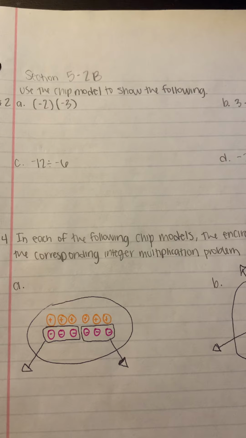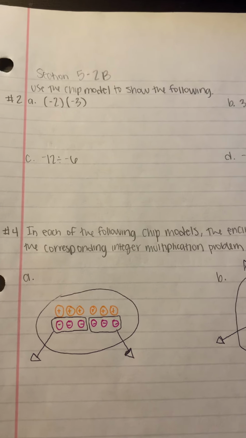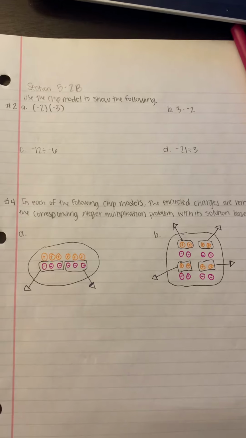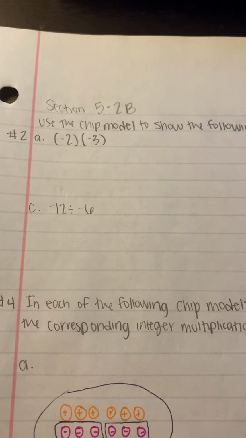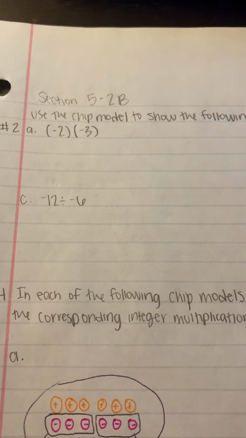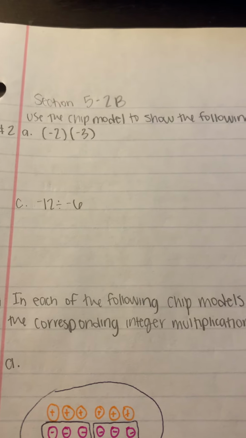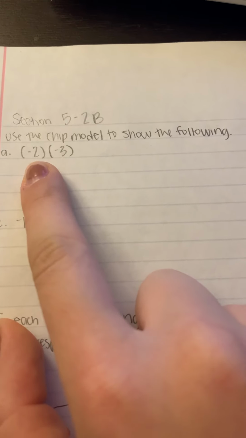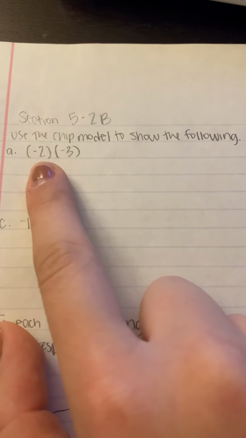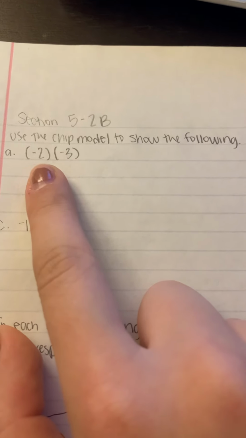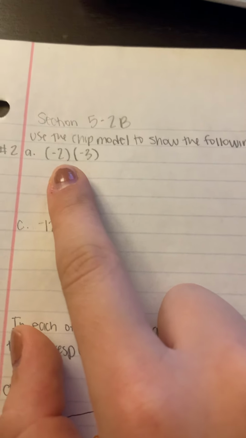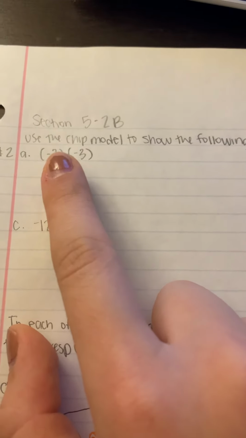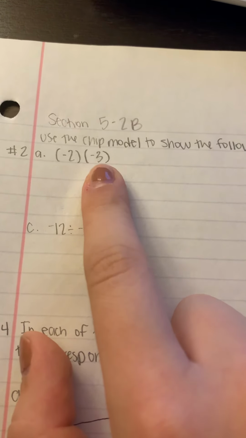I chose to do Section 5-2B, which includes 2 and 4. So starting at number 2, A, it says -2 times -3. In this situation, we'll look at the positive or negative here in front of the 2. This tells us whether we're going to add in or remove. And then the first number tells us how many groups. So in this situation, there's going to be 2. Then we go over here, and they're groups of -3.